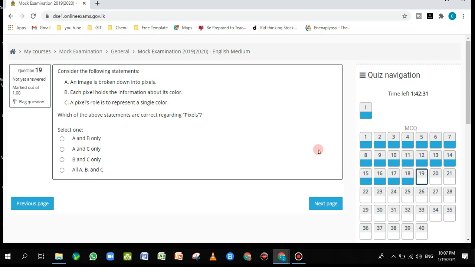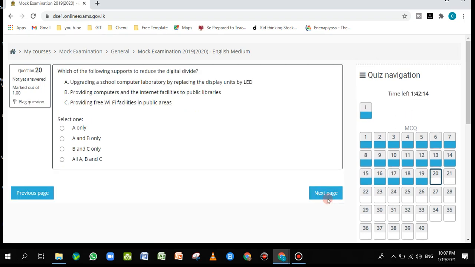It says consider the following statements. An image is broken down into pixels. That is true. Each pixel holds the information about its color. That's also true. A pixel's role is to represent a single color. That is also true. So all A, B and C are correct.